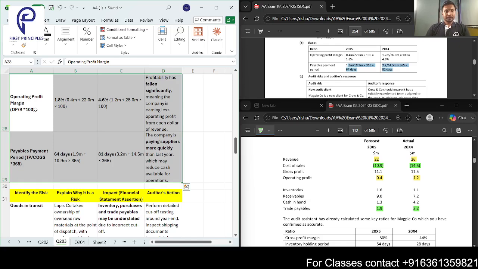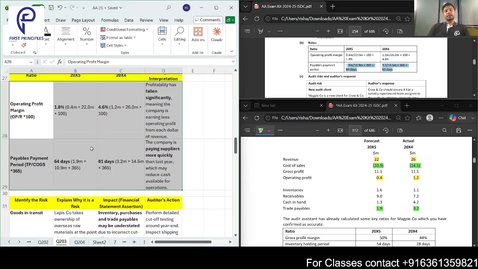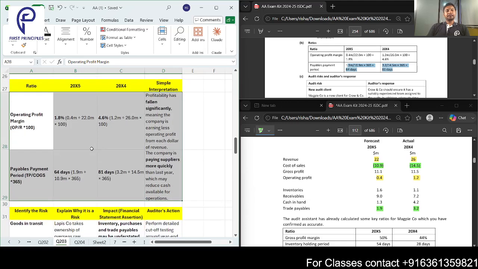Very good. Sales would have reduced, selling price would have reduced. Everything per dollar that it's selling, it's earning less per dollar. Perfect. Absolutely right. Very good. So that is all about the ratio question as well.